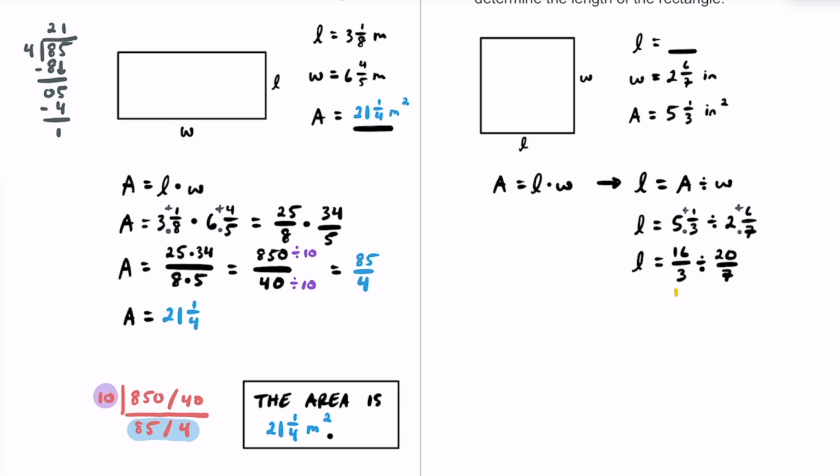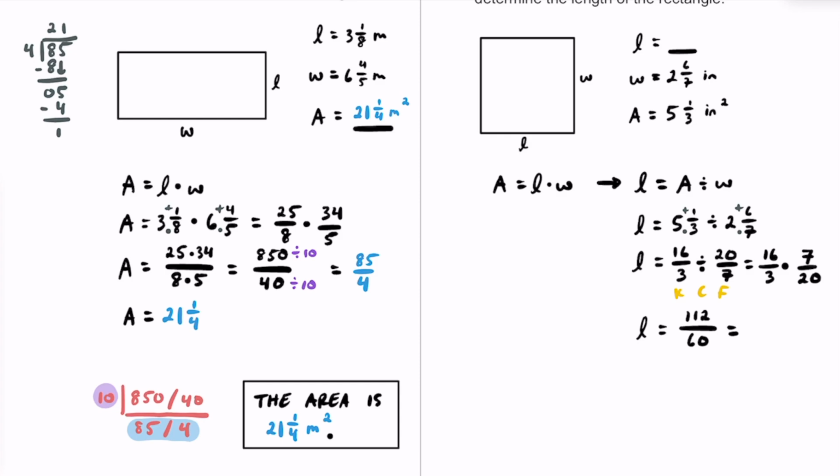Now that we have improper fractions, we can turn this into a multiplication problem if we keep, change, flip, or Kentucky Fried Chicken. This is gonna be what? 16/3 multiplied by 7/20. All right, so let's see. If we go ahead and find the numerator here, 16 times 7 is going to be 112. And then the 3 times 20 is going to be 60.